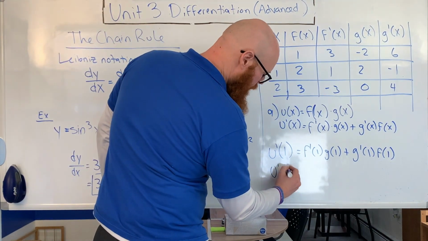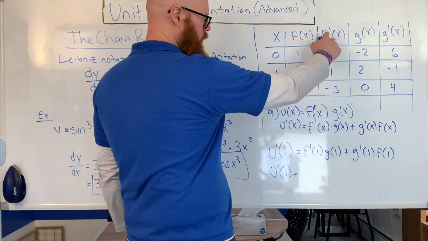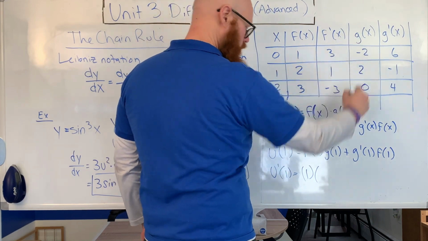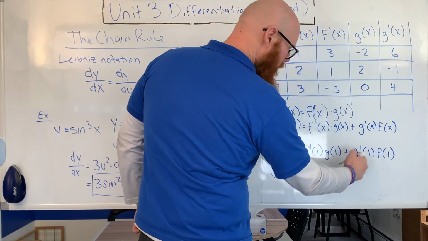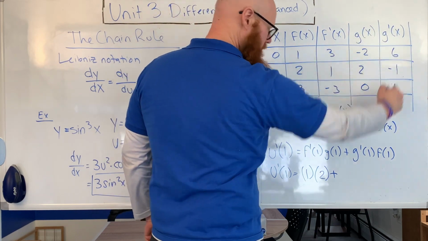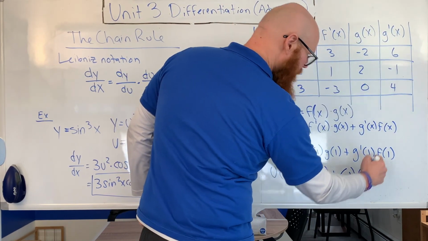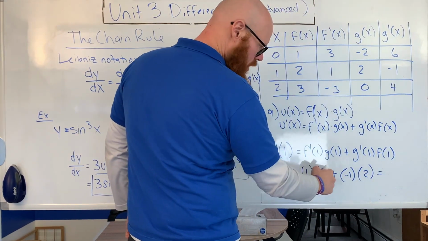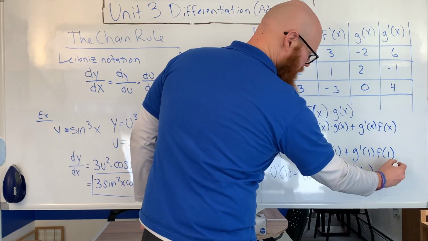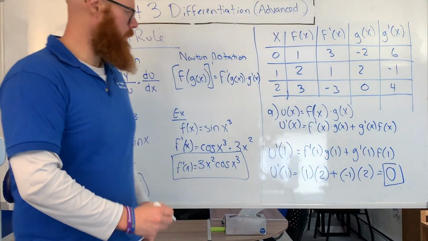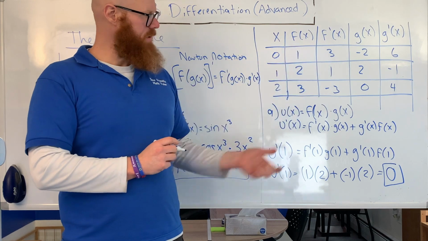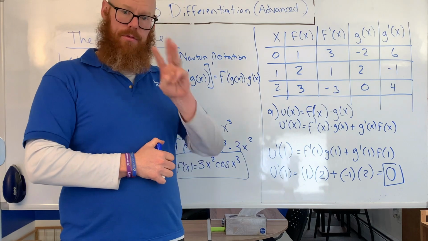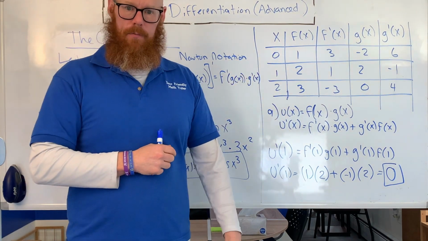So u prime of 1 is f prime of 1, which they're telling us is 1, times g of 1, which is 2, plus g prime of 1, negative 1, times f of 1, which is 2. So that's 2 plus negative 2, and we get 0. All right, so that's an example of how we can use a table of values to just execute the rules. All right, so now let's take a look at 3 more examples that we could use this table for.